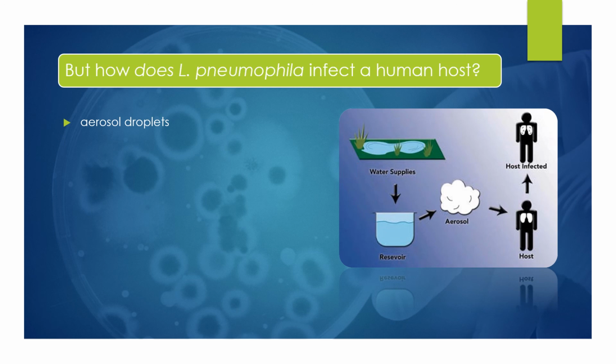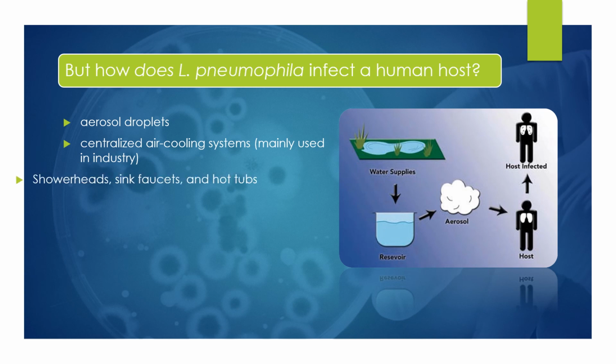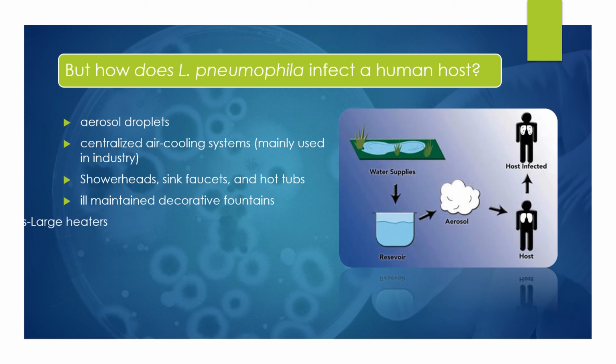Legionella mainly resides in natural freshwater bodies, but in nature, its concentrations are not high enough to infect humans, so it mainly infects amoebae. However, man-made freshwater bodies, such as humidifying air cooling systems, showers, faucets, hot tubs, decorative fountains, hot and cold water tanks and pipes, and water heaters, can provide excellent breeding grounds for the bacteria.